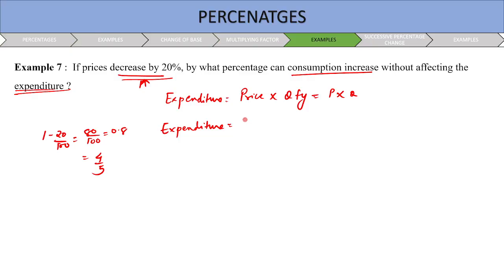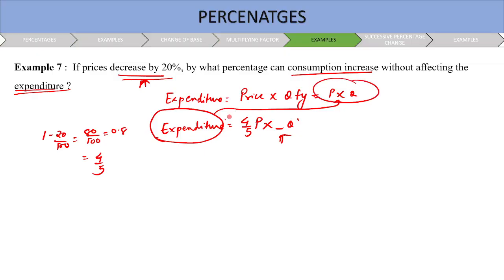Okay. So my final price will be now 4 by 5 of P. Now pay very close attention here. If I want my expenditure to be the same, the expenditure formula is P into Q. But here I am getting 4 by 5 into some value of Q. Correct? I want my expenditure to be the same. My expenditure is P into Q. So to get my expenditure the same, here I am getting my P.